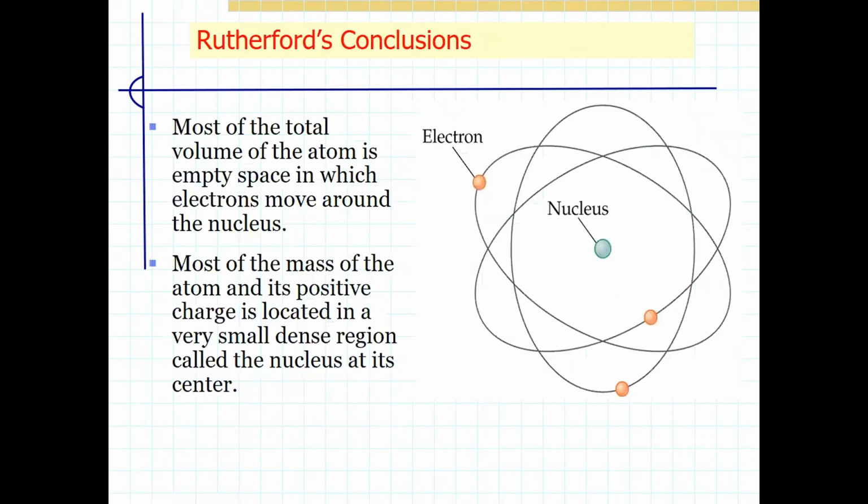So Rutherford's conclusion was that most of the volume of the atom is empty. It is empty space. It does not carry any charge. And there is a nucleus inside. It is positively charged. Most of the mass of the atom and the positive charge is located in this very small dense region, and the nucleus is its name. Electrons are revolving around the nucleus in orbits, and each electron has a particular orbit.